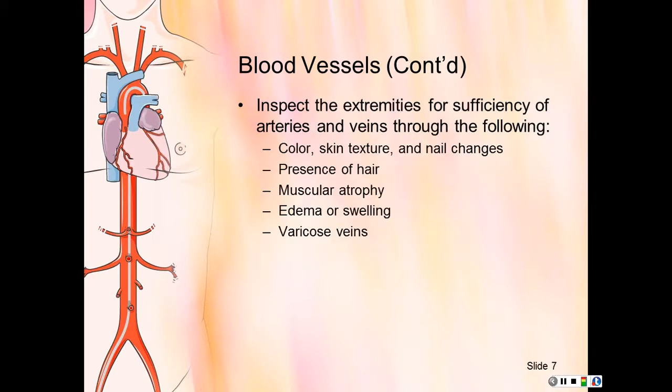For blood vessels, you need to inspect the extremity for sufficiency of arteries and veins, and look at the color, skin temperature, nail changes, and any presence of hair or lack thereof, because that's going to let you know that there might be problems in the arteries. Also look for vascular atrophy, edema or swelling, and varicose veins.